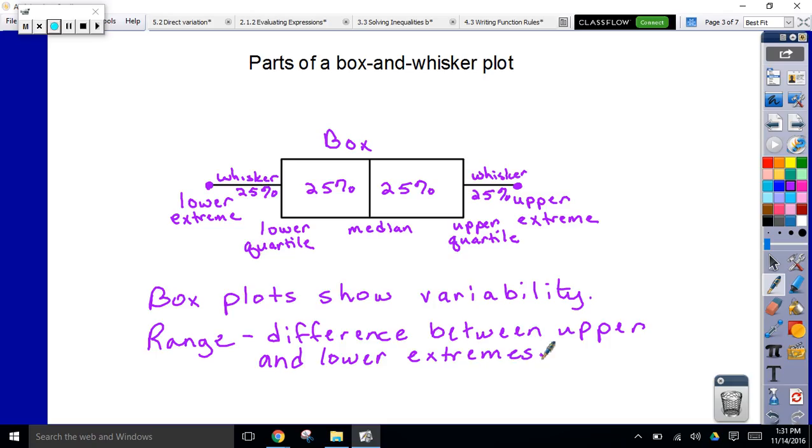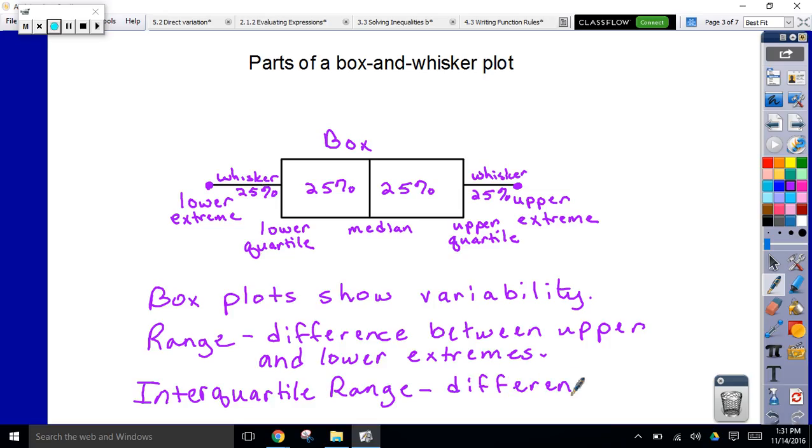And then there's something else that we determine from a box plot that's called the interquartile range. The interquartile range is just how far it is from one end of the box part to the other. So the interquartile range, and then I'll get out of your way here so you can see. Interquartile range is the difference between the upper and lower quartiles.